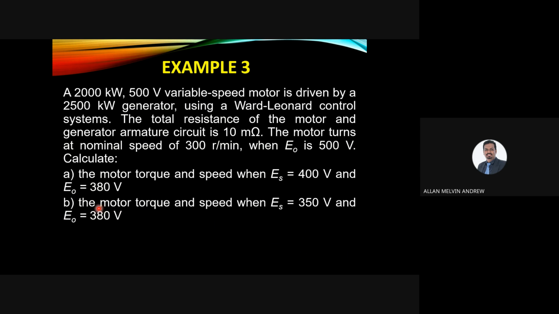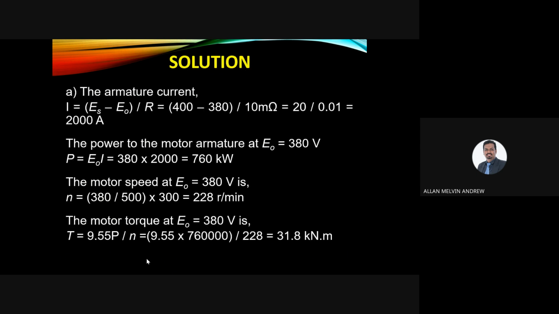So here we can see E0 is the same, 380, 380, only ES is changing. So we see the solution. The armature current I equals ES minus E0 over R. So 400 minus 380 over 10 milli. So we can get 20 over 0.01. So the armature current is 2000 ampere.